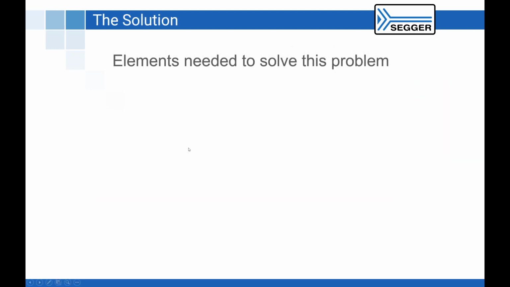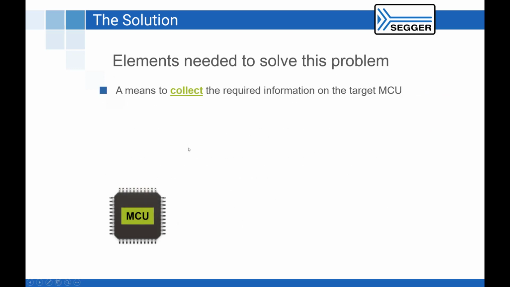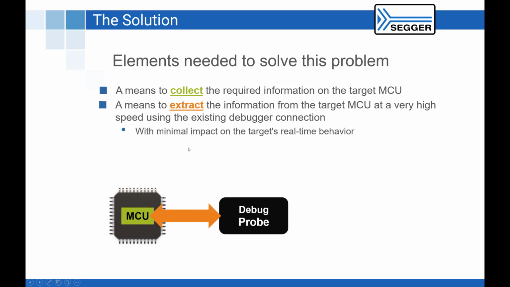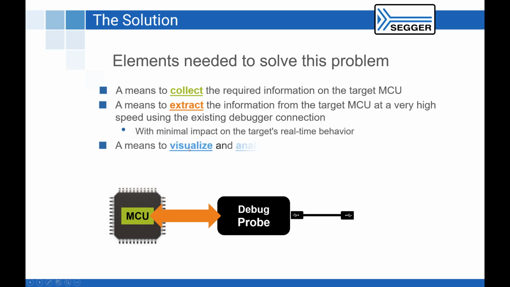So basically, to solve this problem, there's three elements that are needed. First, you need a way to collect that information that you're interested in on the target MCU. Then once you collect that, you need to extract it. So you need to get it out of the MCU via the debug probe over to your host computer. But obviously that needs to be happening very fast at high speeds and without, like I said earlier, having an impact on your real-time behavior of your target. You don't want to disturb that.